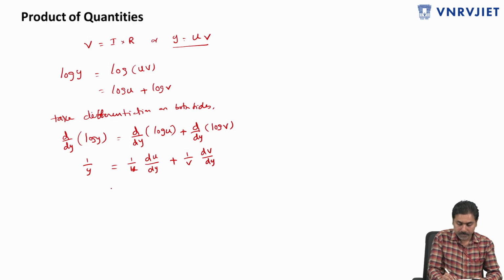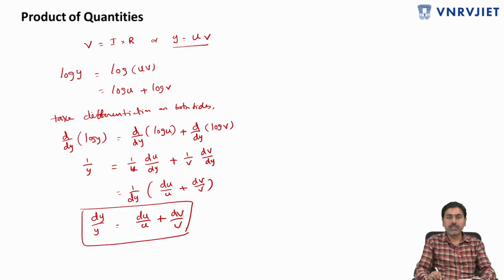Here we can take 1 by dy common, so it will be du by u plus dv by v, and this dy we can send to the left-hand side. We'll get dy by y is equal to du by u plus dv by v, and this is the relation between the relative limiting errors of the individual parameters and the final measurement. So it is simply the summation relationship.